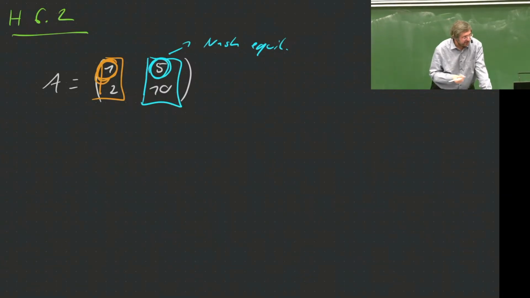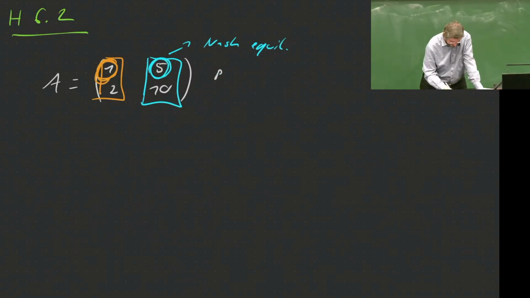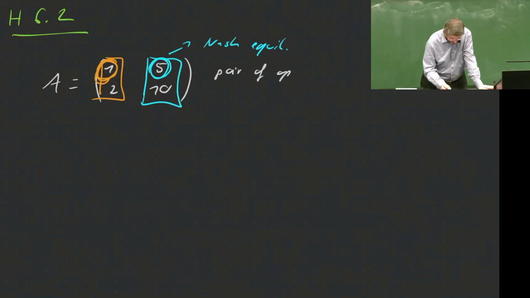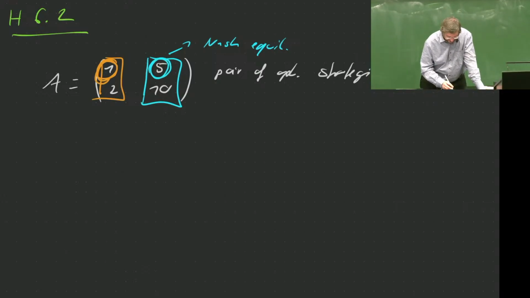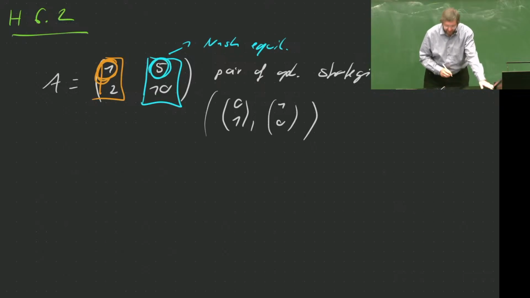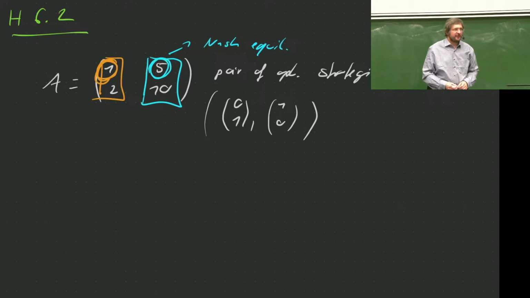And that means we have a pair of optimal strategies. We usually write those in this order: first the column player, then the row player. So that pair of optimal strategies for column is play the second column, so that's the strategy 0, 1. And row plays the first row, so that's 1, 0. So this is a pair of optimal strategies here.